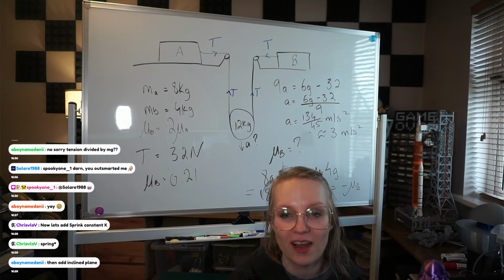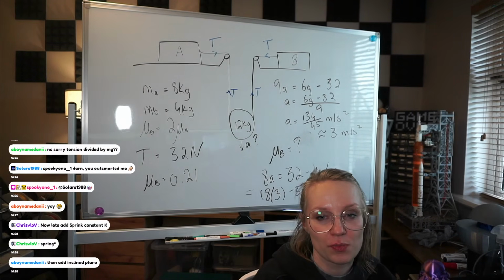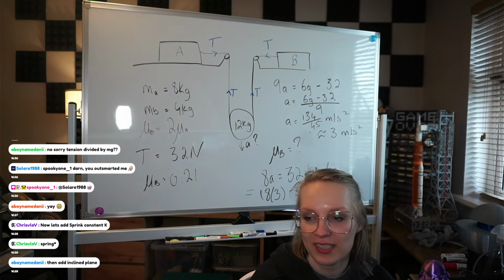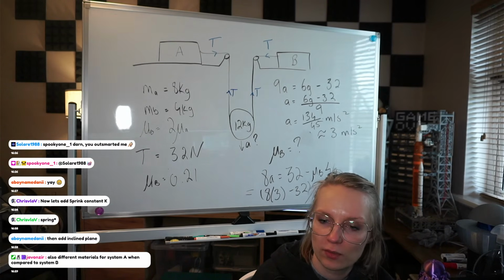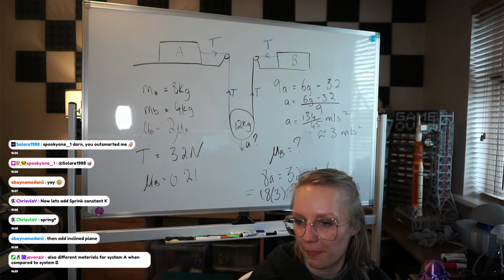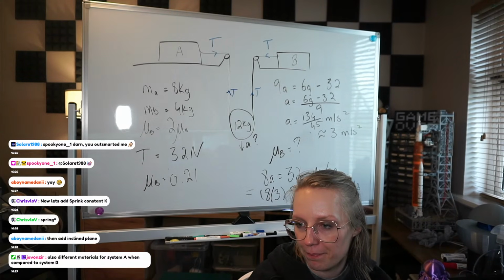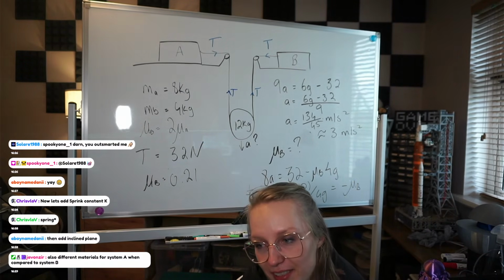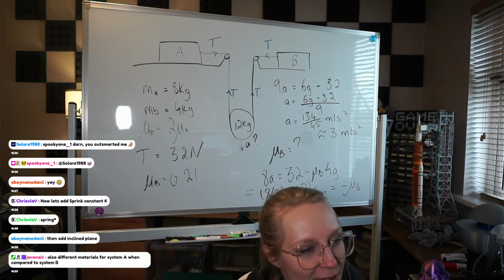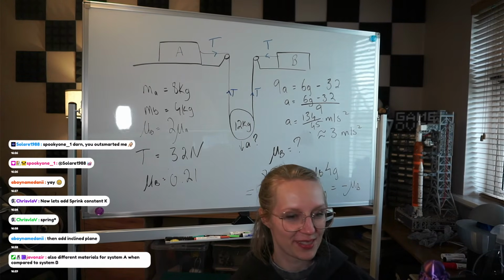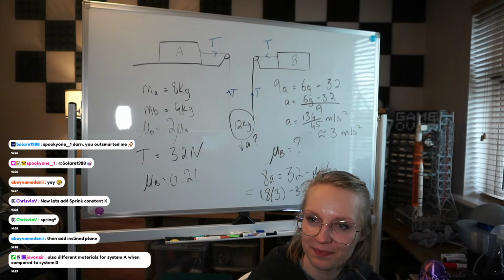Now let's add a spring constant. I actually don't think I ever did those spring constant ones with the pulleys. I did them separately. Maybe I'm wrong, but I vaguely feel like I didn't do that before. Yeah, different materials for system A, different materials for system B. Those could be other stuff. These questions can be very, very difficult sometimes. Be very, very mean.